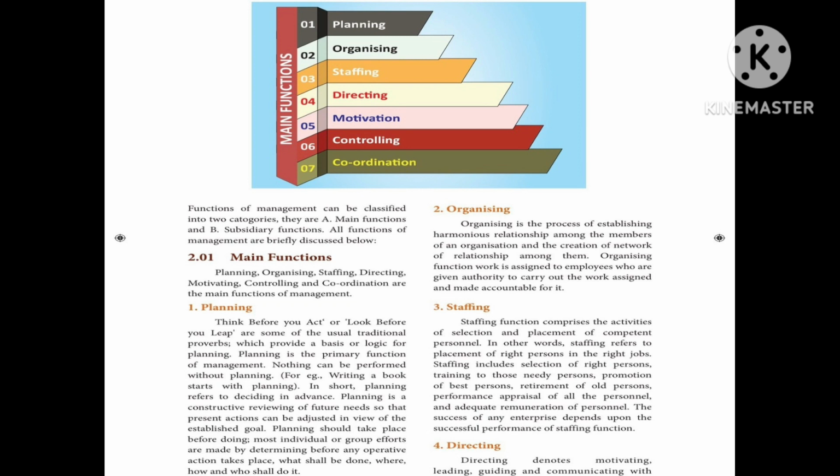In the organizing function, work is assigned to employees who are given authority to carry out the work assigned and made accountable for it. 3. Staffing. Staffing function comprises the activities of selection and placement of competent personnel. In other words, staffing refers to placement of right persons in the right jobs. Staffing includes selection of right persons, training to those needy persons, promotion of best persons, retirement of old persons, performance appraisal of all the personnel, and adequate remuneration of personnel. The success of any enterprise depends upon the successful performance of staffing function.